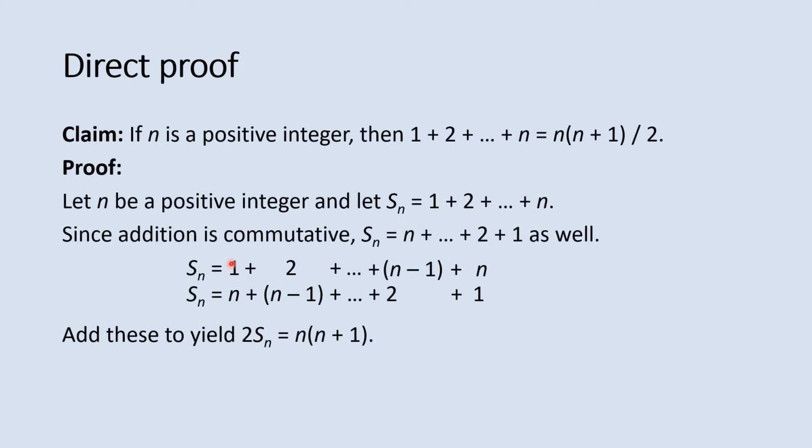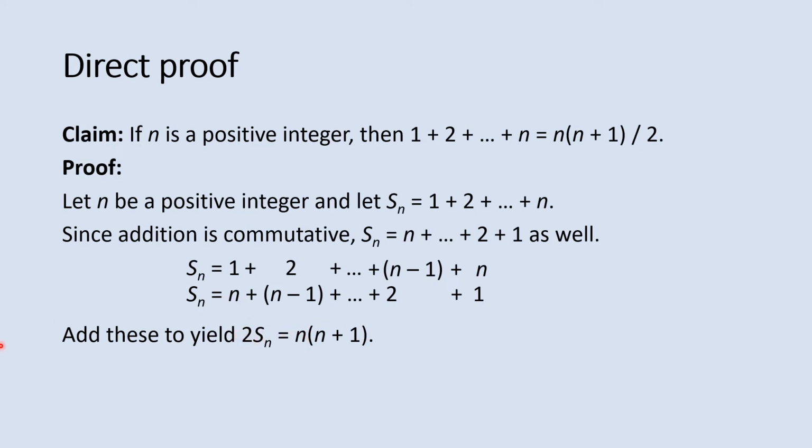How many of these n plus 1s are there? Well, there's one n plus 1 for each of the numbers. We went from 1 to n, so there are n of the n plus 1s. So at this point, by adding these together, we have 2 times s sub n is equal to n times n plus 1.